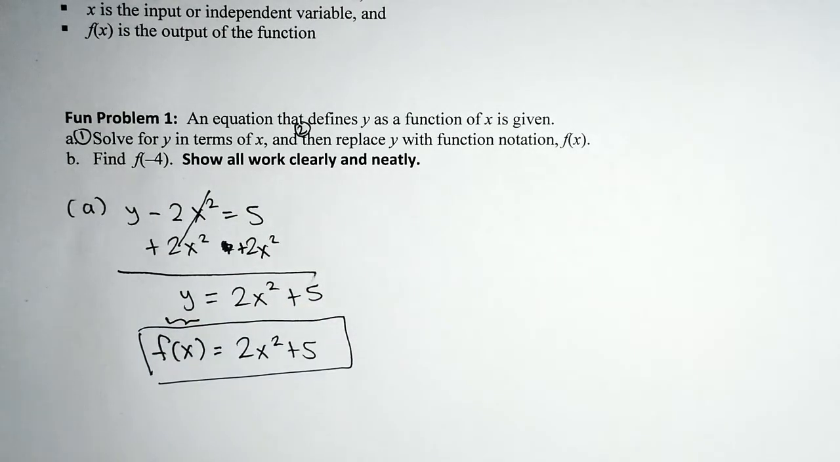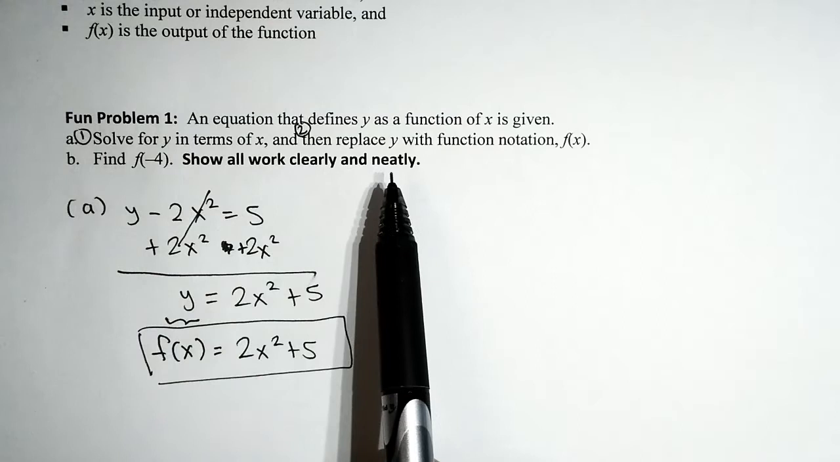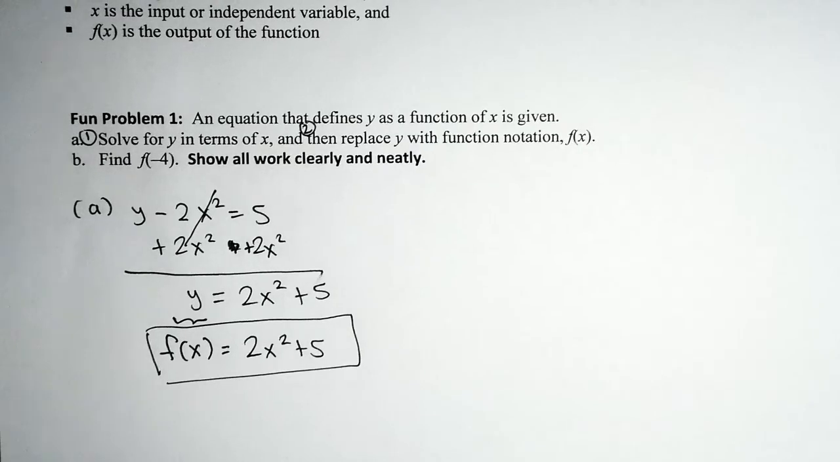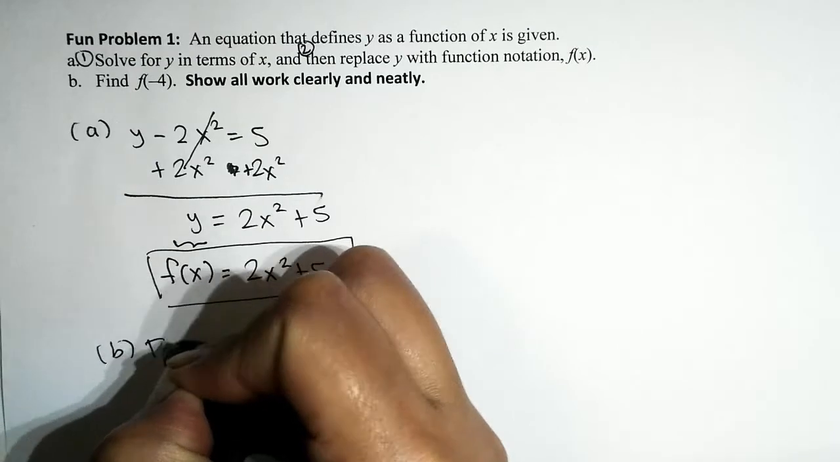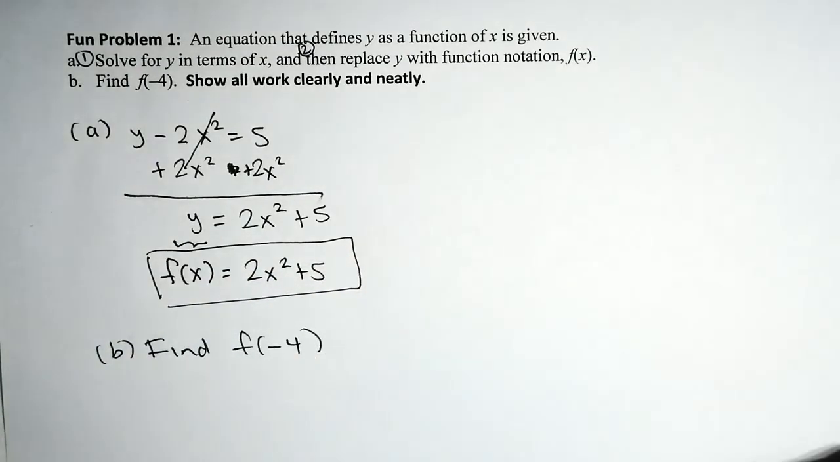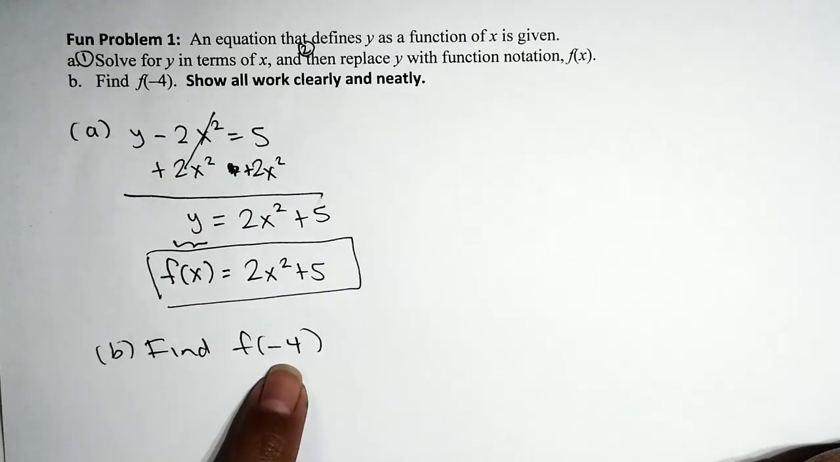Fantastic. Part B. Find f of -4. Now, the reason why I have this little disclaimer of show all work clearly and neatly is because I know you're awesome. You can do so much math in your head, but when you go straight to the punchline, I get nervous. So please show me your work, okay? Even if you can do it in your head. All right. Problem B. So we want to find f of -4. I want to know what is the value of this function when the input is -4.